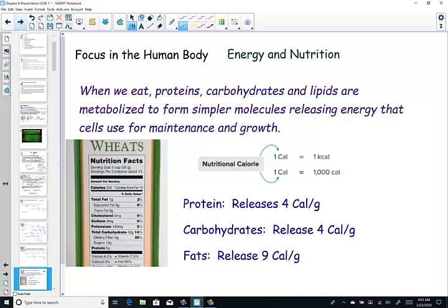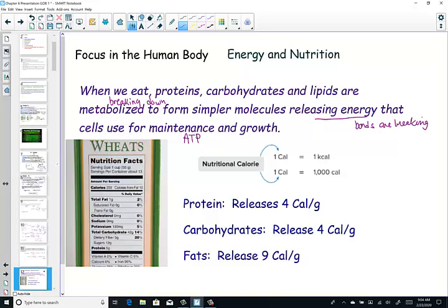When we eat things that contain proteins, carbohydrates, and lipids, we're actually metabolizing those large molecules into simpler molecules. And when I say metabolize, that just means we're breaking down, right? This is a decomposition type of process. And we're breaking them down into simpler molecules that release energy, releasing energy because bonds are breaking. So we eat complex molecules, digest them, and release the energy stored within those chemical bonds, and our cells capture that energy. Maybe you've heard of the type of energy cells use, known as ATP.